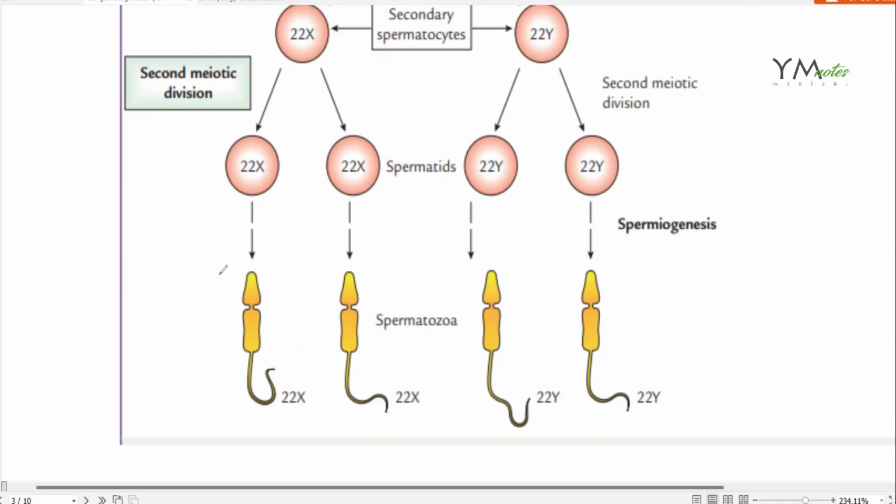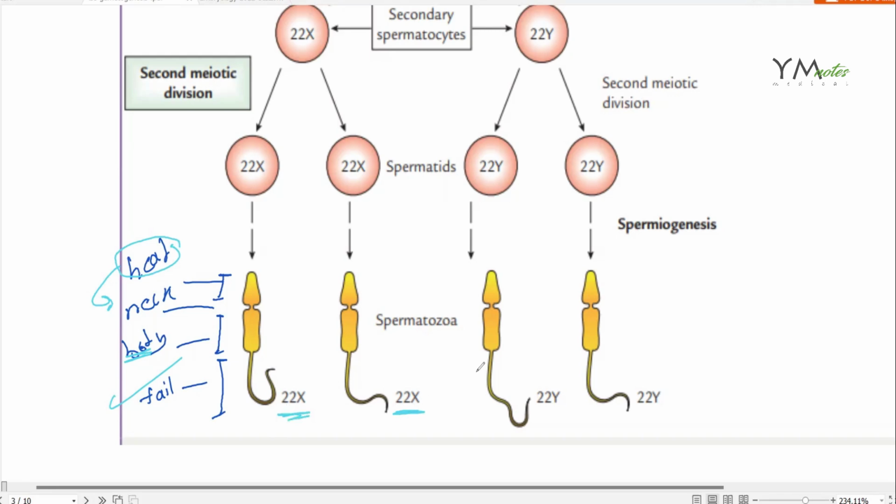If we look from here till here, it has a head, then followed by a neck, then followed by a body, and lastly a tail. These 4 parts are to be remembered. First, just like a person having a head, and any head is followed by a neck, then a body. And instead of legs, we have here a tail for movement. These 2 having X are females when they fertilize the ovum, forming XX, referring to females.